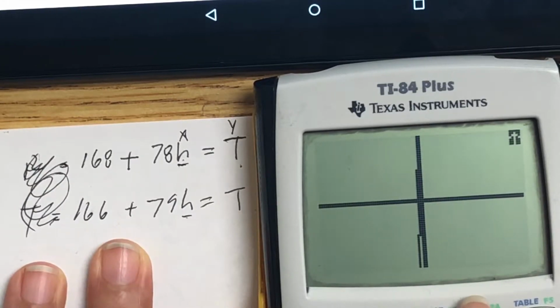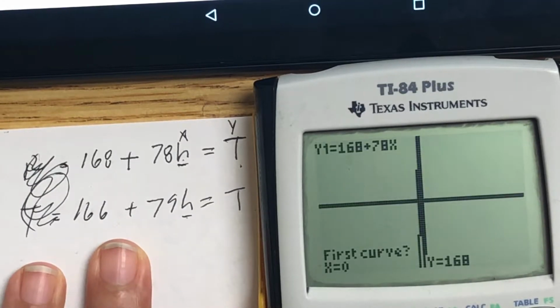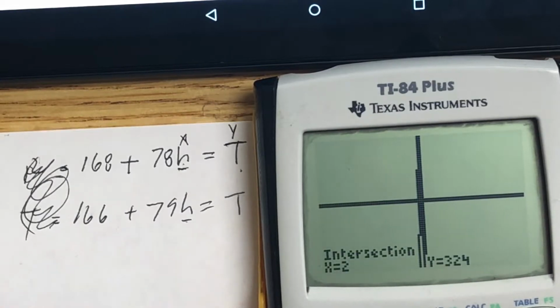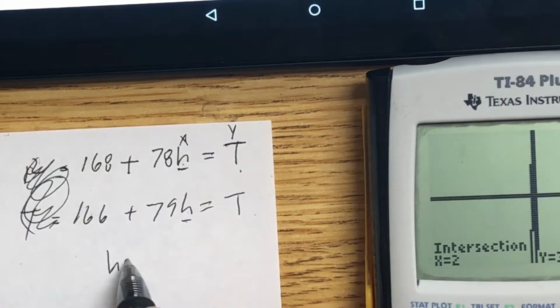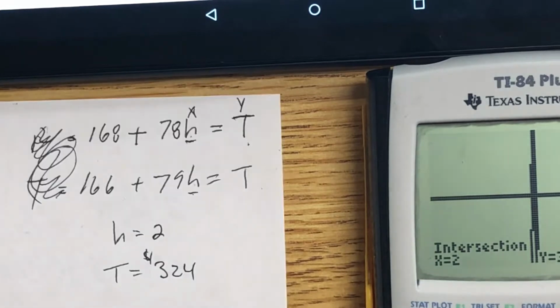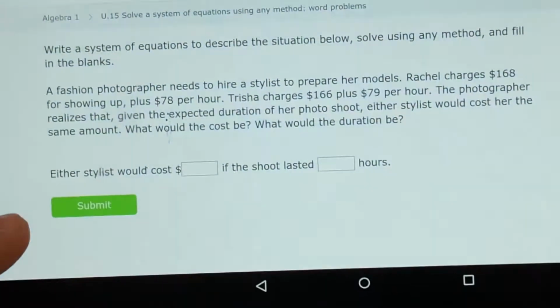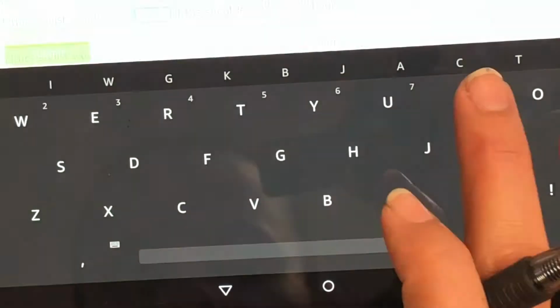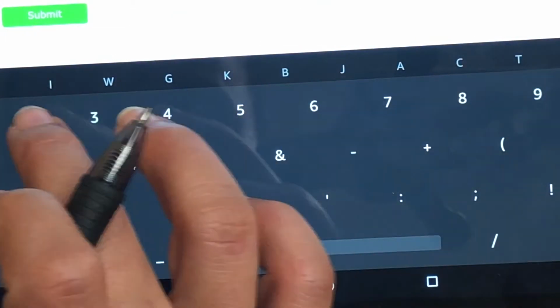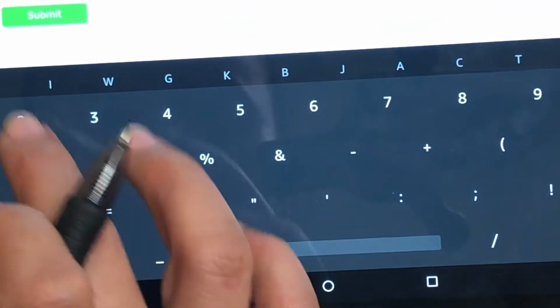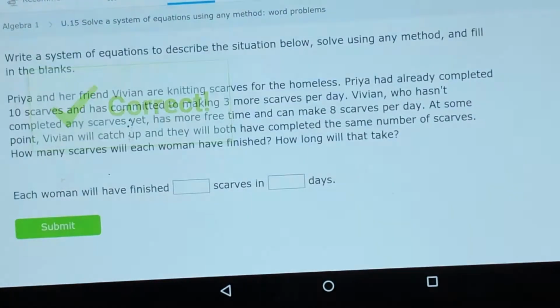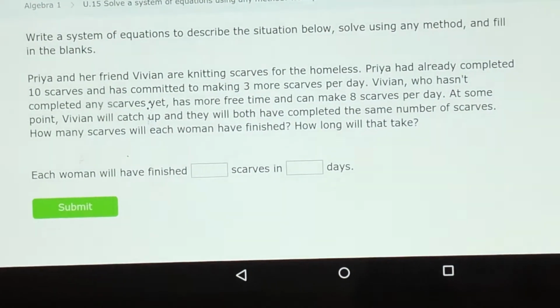All right, second, calculate 5 for the intersect. First curve, second curve, guess, yes. Intersection is x, which is hours. So hours is 2, and y, which is the total amount of dollars, is 324. So it doesn't have to be in order. That's kind of cool. All right, so the stylist would cost 324, and the number of hours would be 2. All right, so that's all we're doing over and over again.